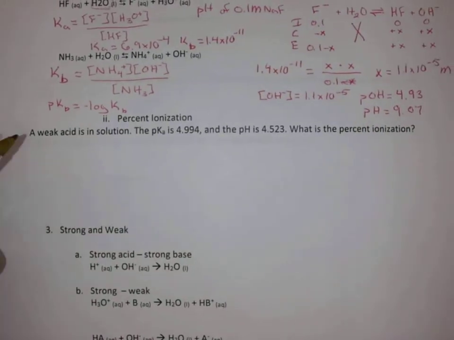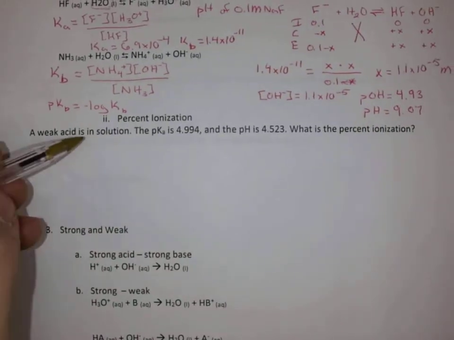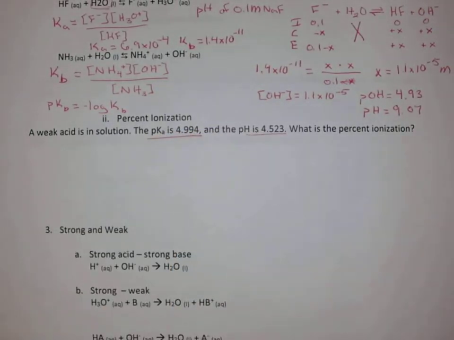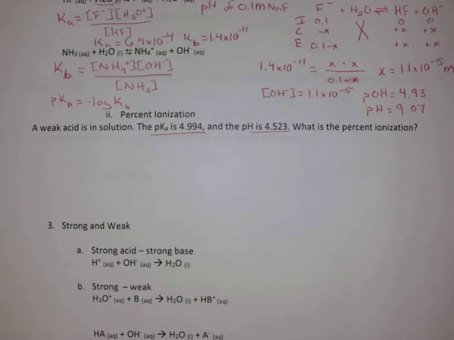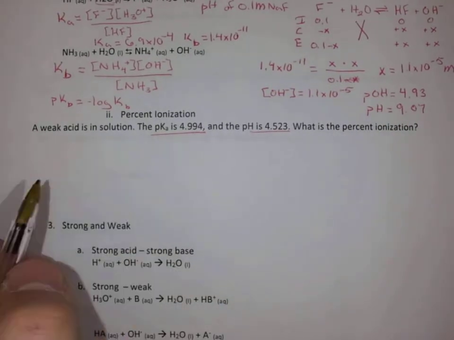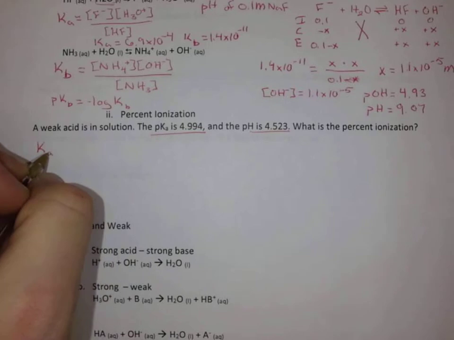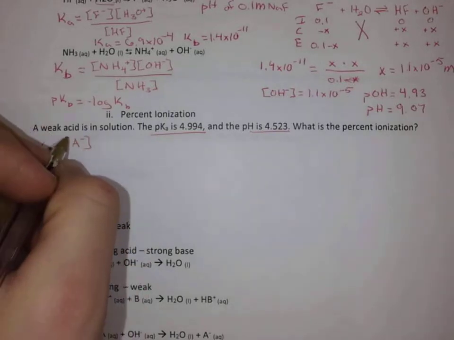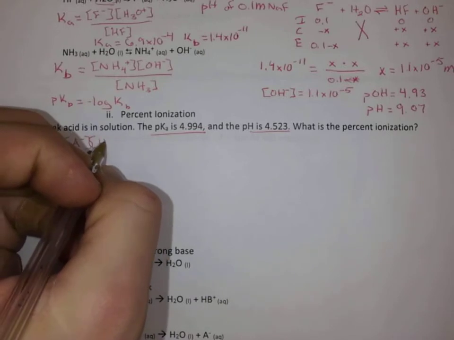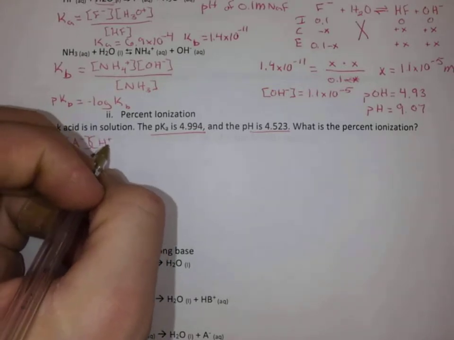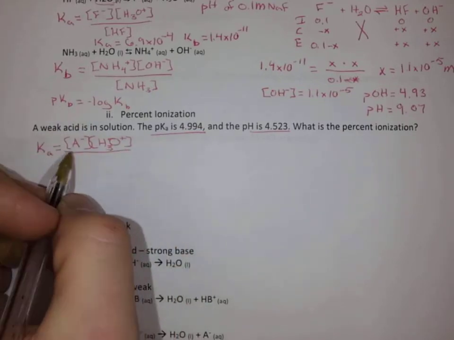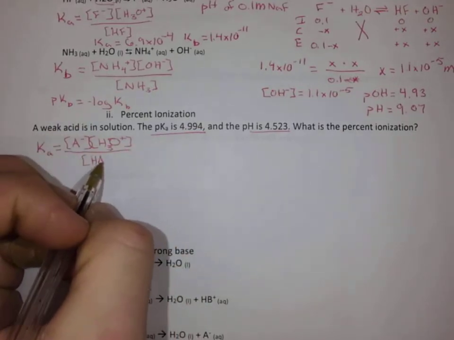So I've written out a question here. A weak acid is in solution. pKa is 4.994. The pH is 4.523. What is the percent ionization? So if we notice here, we've got an acid, so let's write out our Ka expression. That's going to be A minus times H plus, or H3O plus. I'm going to do H3O plus here because we're in water in a solution, divided by HA concentration.